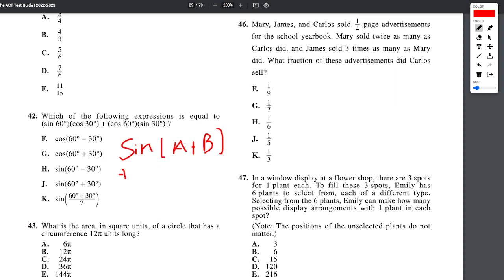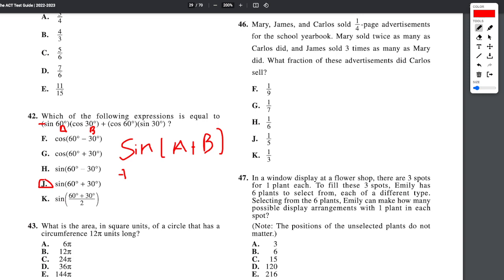same thing as sine A cos B. So this is A cos B. This is our B plus cos A sine B, or whatever you want. So in the end, it's sine 60 plus 30. It's J. Okay, that's one way of doing this problem.